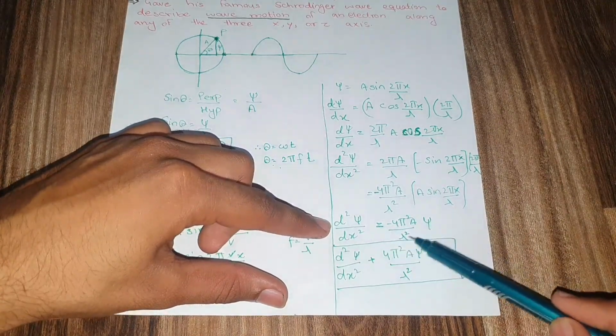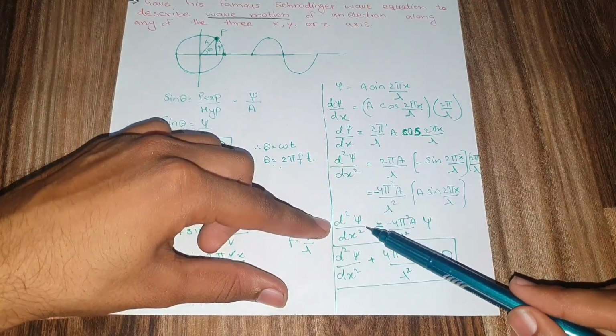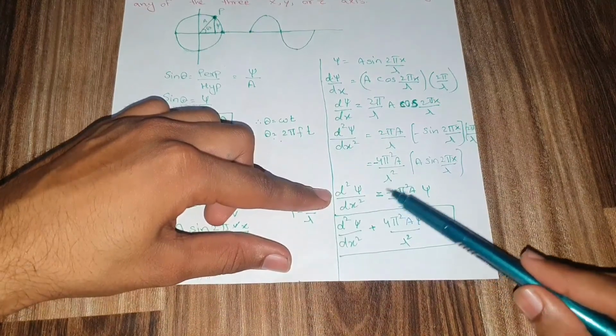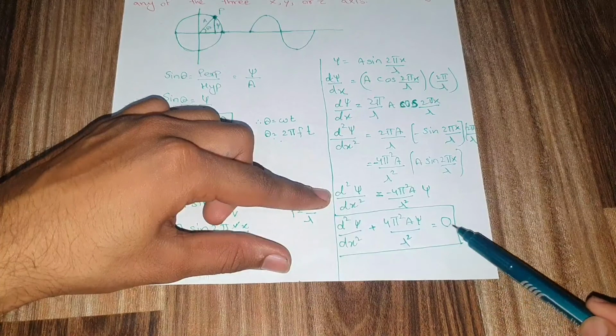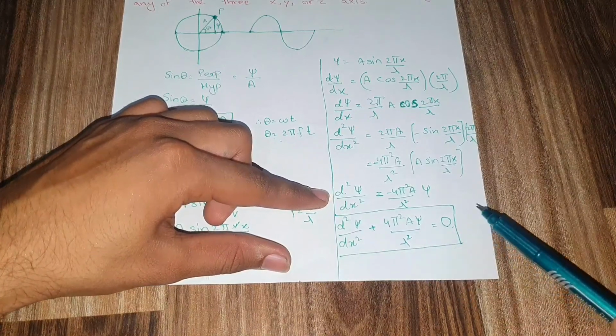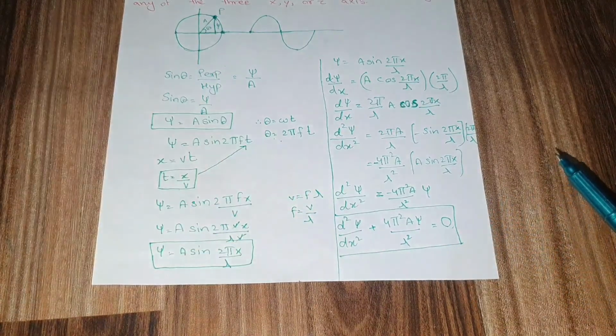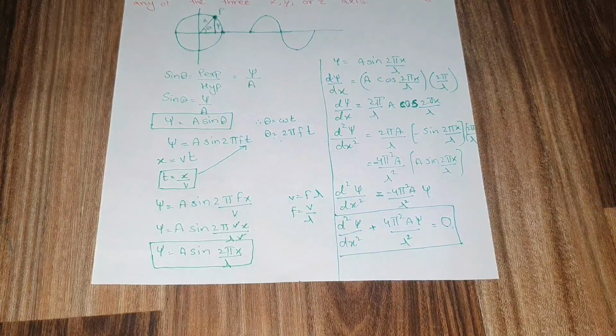So if I want to take this side towards the left hand side of the equation, it will be just like that. This part has come here. Okay, so this becomes plus and is equal to 0. So this is the classical wave equation that describes the wave motion of any particle along the x-axis.